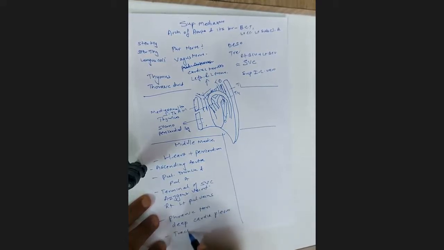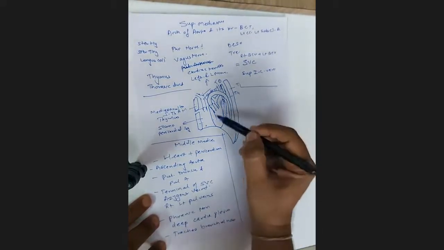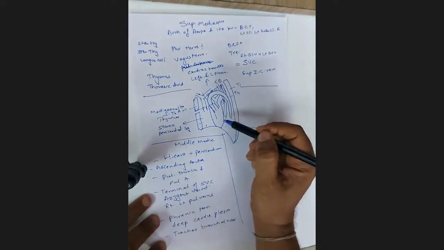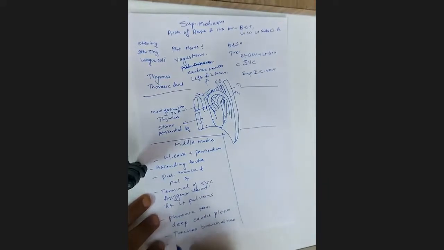Basically you have to understand that even the bifurcation of the trachea is considered part of the middle mediastinum. The bifurcation of the trachea and the right and left principal bronchi.